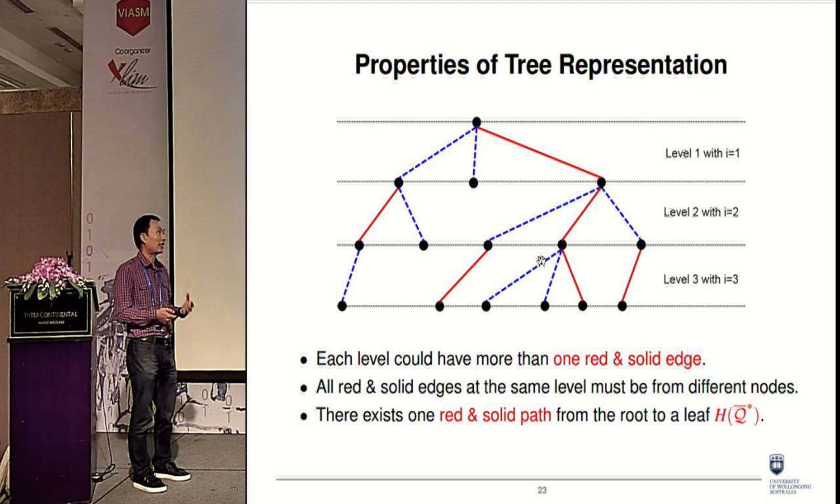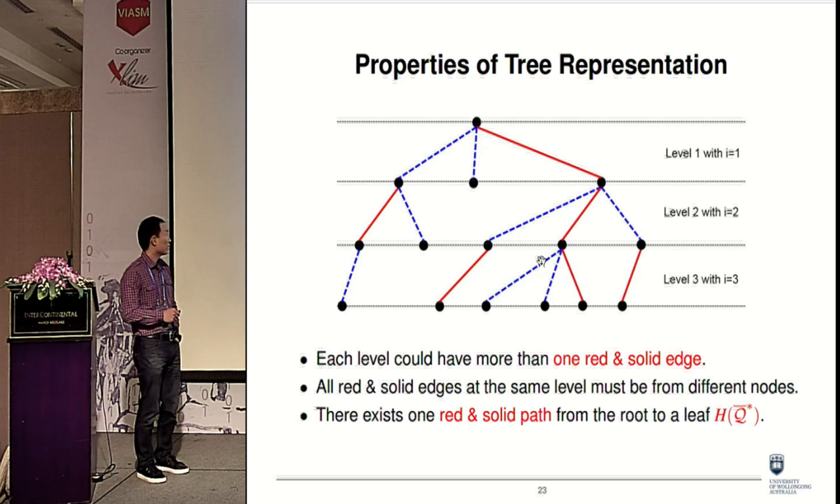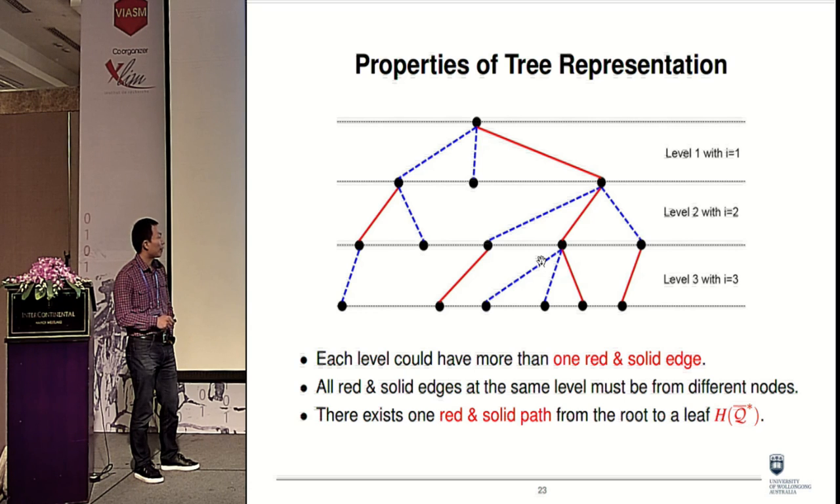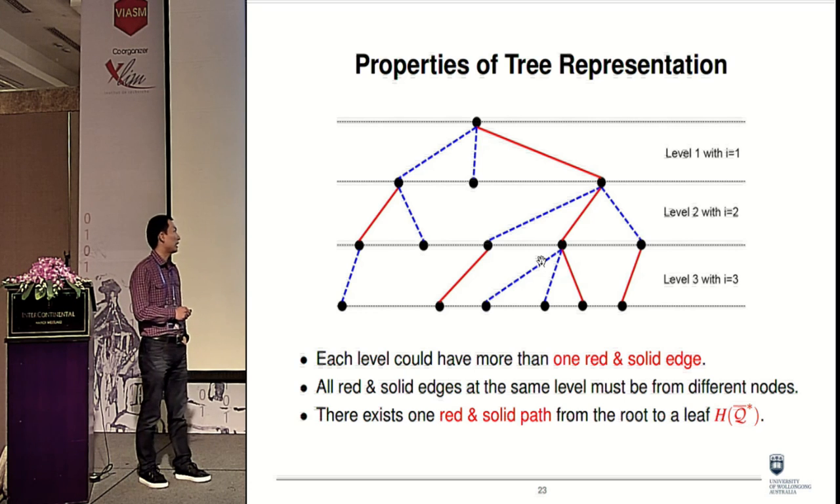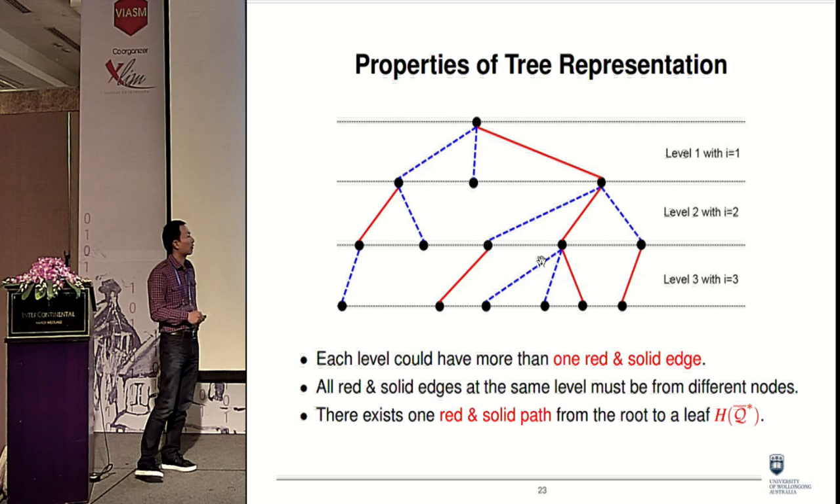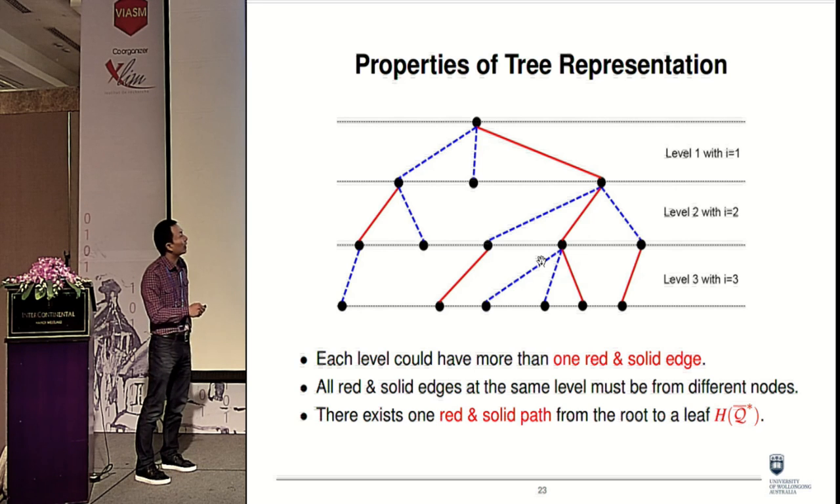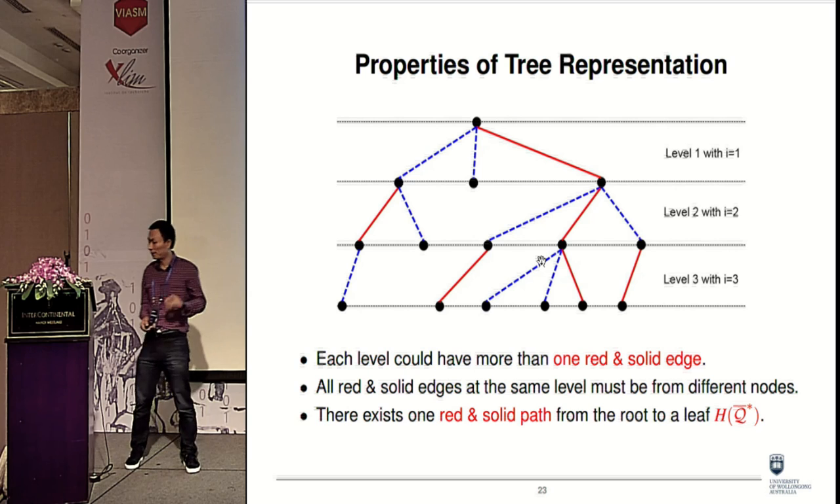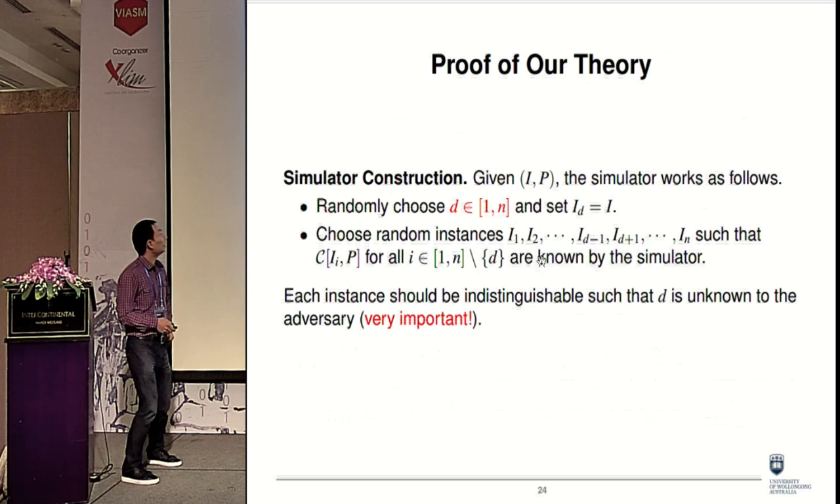And this tree is totally decided by the adversary. But we have the following three properties for whatever this kind of tree looks like. Each level could have more than one red and solid edge. Okay? Each level could have more, for example, this one. And all red and solid edges at the same level must be from different nodes, because from the same node they must have different weights. And if that kind of challenge query exists in the query set, there exists one red and solid path from the root to a leaf. Actually, this one is the value that the adversary needs to break the scheme. Oh, sorry. And how to prove it?